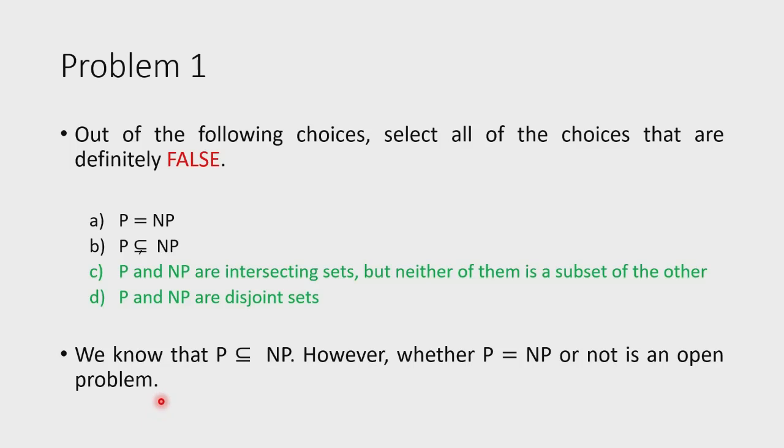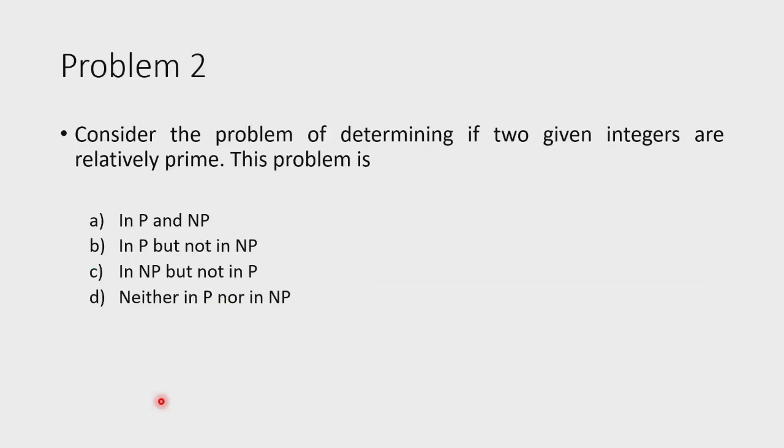So if everyone is okay with this, we will move on to the next question. The next problem is the following. Consider the problem of determining if two given integers are relatively prime. Do you know what it means when I say that A and B are relatively prime?